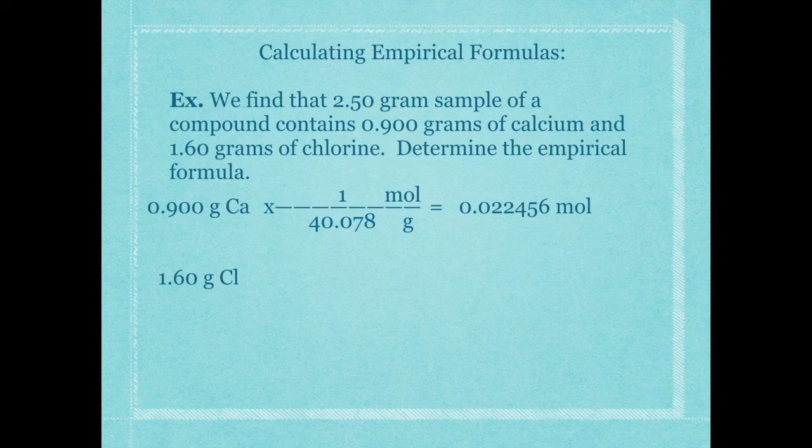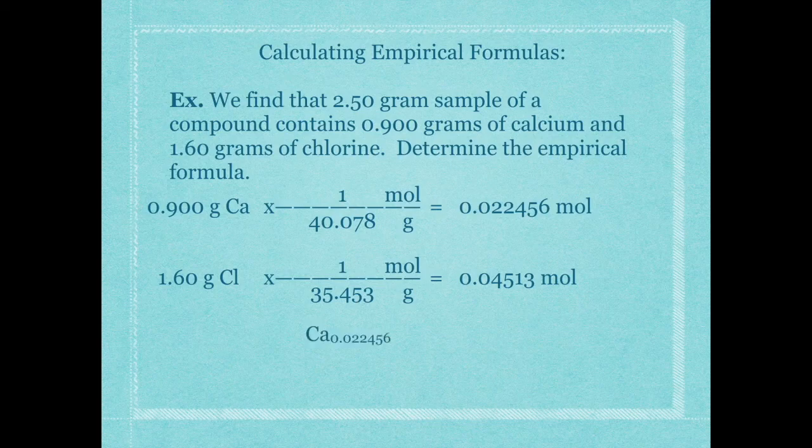I'm going to do the exact same thing now for chlorine. So if I start with 1.60 grams of chlorine, crisscross swoosh, grams on bottom, moles up top, okay? I'm going to put the molar mass of chlorine on bottom, which is 35.453, and then 1 in front of moles, and what I get when I divide is 0.04513 moles. So the formula would look like this. It would be calcium with a subscript 0.022456, chlorine with a subscript 0.04513.